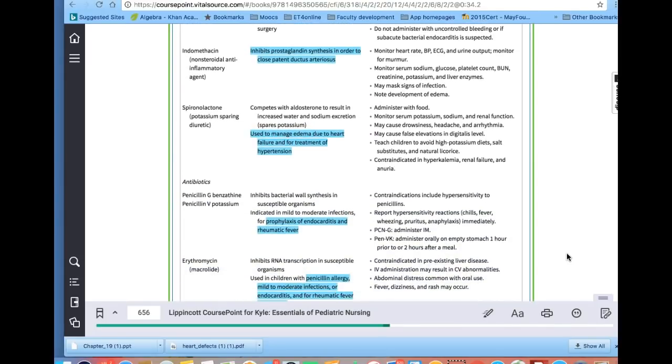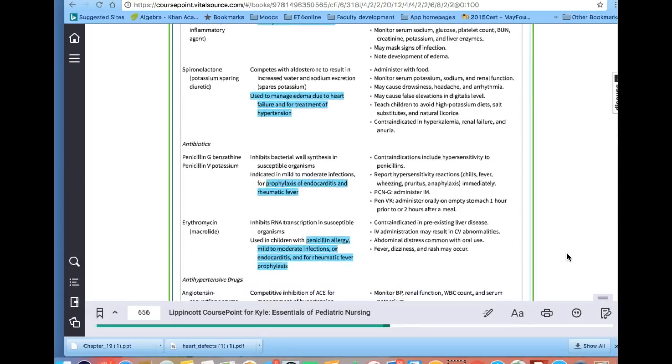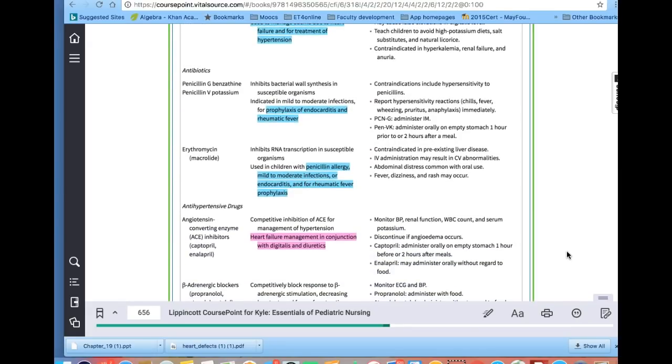All right, Aldactone or spironolactone. It is also used for edema. It is a potassium-sparing diuretic. Now, antibiotics. Antibiotics are given to prevent endocarditis in kids with valvular issues or congenital heart defects that might predispose them to some sort of infection.